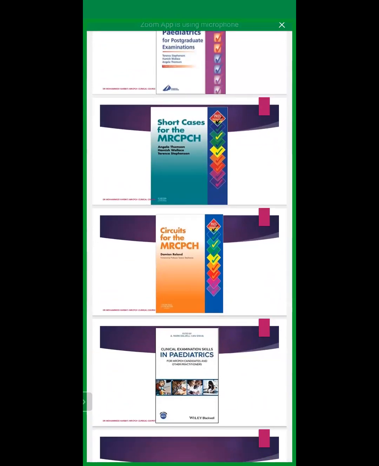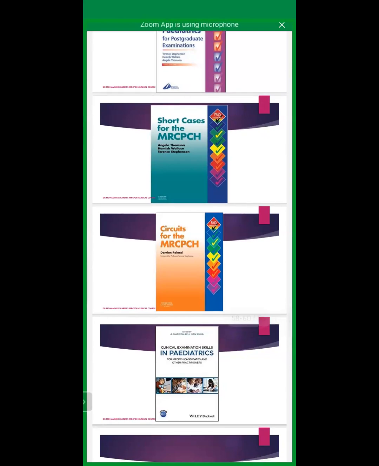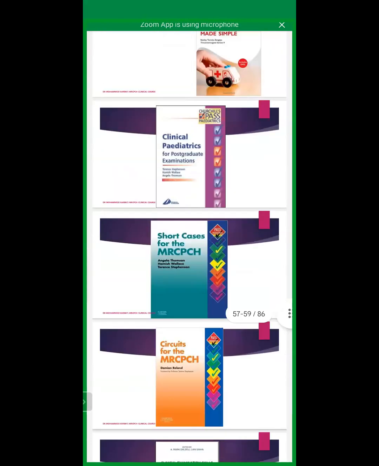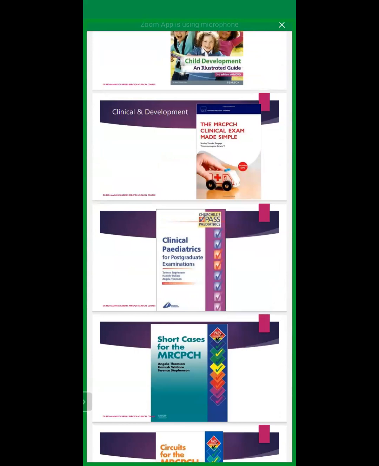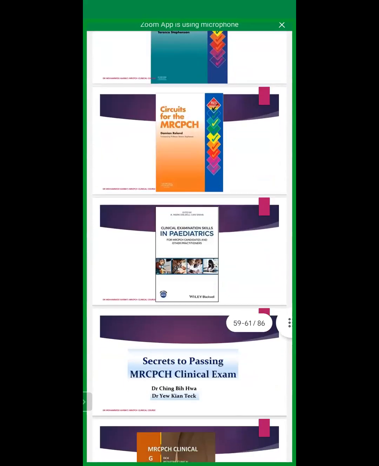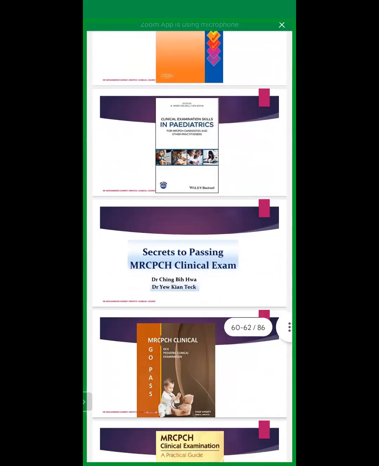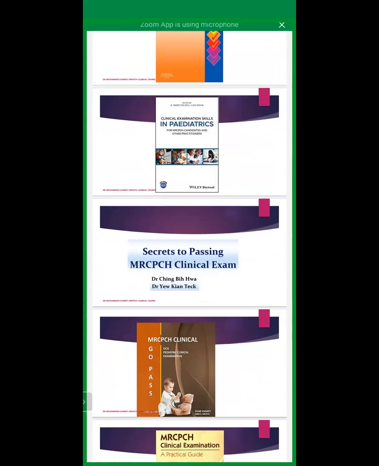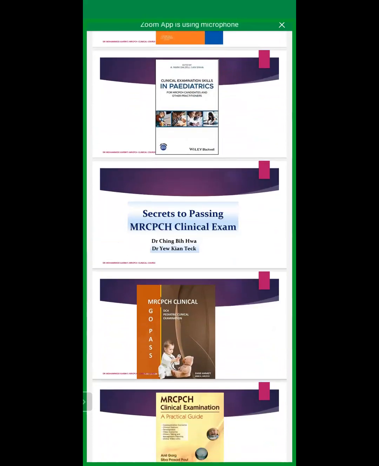Circuits actually are scenarios given for old exam format, but you can still use them to practice. My friends definitely use this to practice when they were giving the exam. I didn't have the time actually to do all these books. I did the MRCPCH Made Simple, Clinical Pediatrics, and short cases, but circuits, to be honest, I didn't go through. And other books came later, which I found very nice, but of course, I did not study from them because I didn't have the time and I didn't have them at that time.